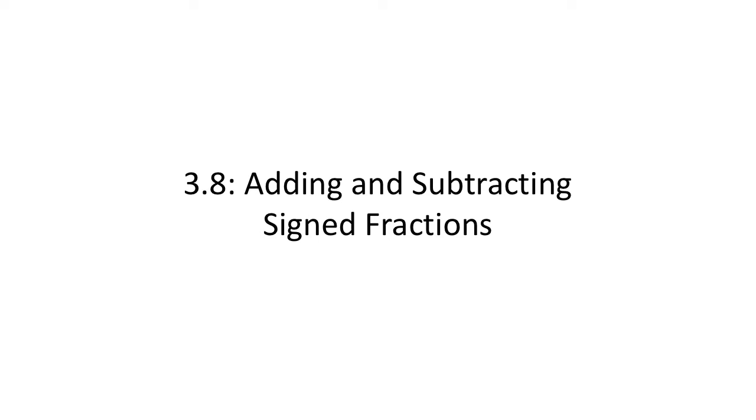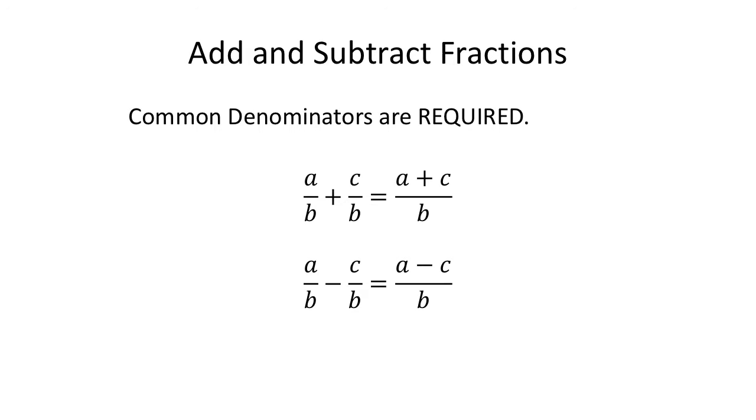So that leads us to 3.8, adding and subtracting signed fractions. Now, we have to put signed fractions in here because the fractions will be positive or negative, okay? But all the same rules for addition and subtraction of negatives still apply. So just real quick, this is abstract. Common denominators are required for addition and subtraction.